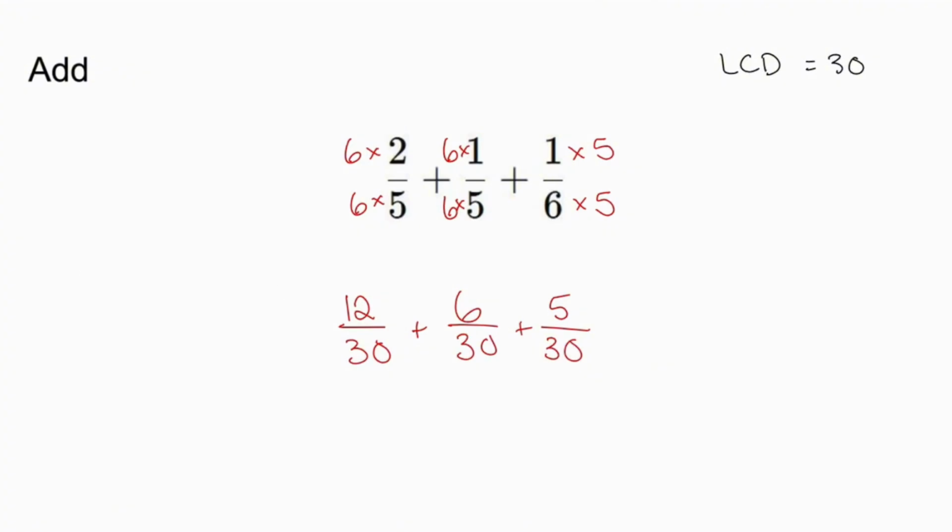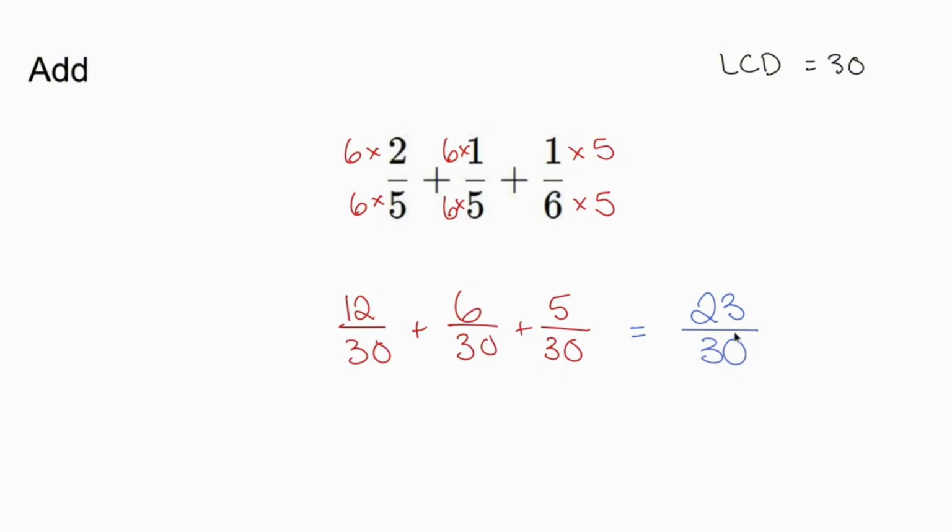Now when adding fractions of the same denominator, you add the numerators together. 12 plus 6 is 18. 18 plus 5 is 23. When adding fractions of the same denominator, keep the denominator exactly the way it is.